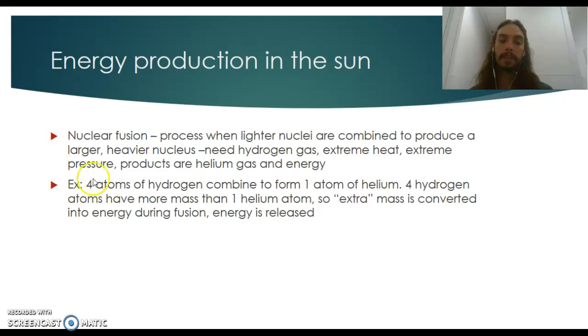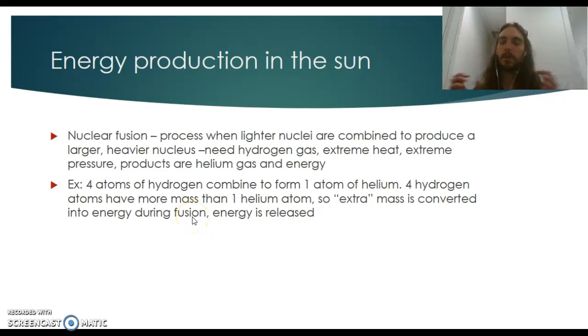An example of this, to show you how energy is created, or not created, excuse me, how energy is converted through fusion, is we've got 4 atoms of hydrogen. They combine to form 1 atom of helium. That's with extreme heat and extreme pressure. Those 4 hydrogen atoms have more mass than 1 helium atom. So the extra mass is converted into energy during fusion, and then the energy is released through the other layers of the atmosphere. So that's how fusion energy happens.